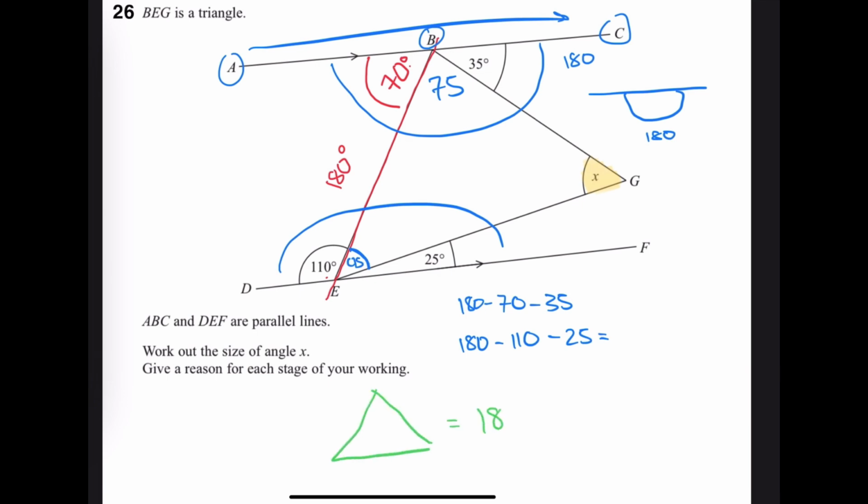Now, the last thing we do is that we know all the angles in a triangle are going to equal 180. That is really the magic number of triangles. So we know this angle and this angle over here, so we just need to find out this angle. So we just do 180 minus 75 minus 45, and that is going to equal 60, which is the answer.